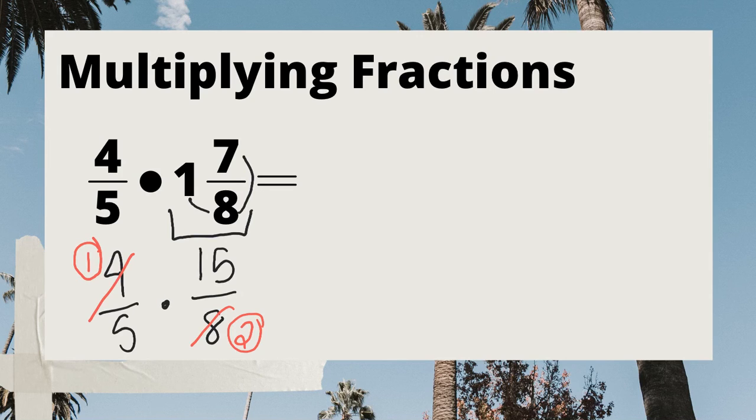And then if I look at 5 and 15, these also have a common factor. They have a common factor of 5. So I would cross out 5. 5 divided by 5 is 1, and 15 divided by 5 is 3. So now instead of multiplying 4 times 15, I can just multiply 1 times 3, and I will get 3. And then 1 times 2 is 2.